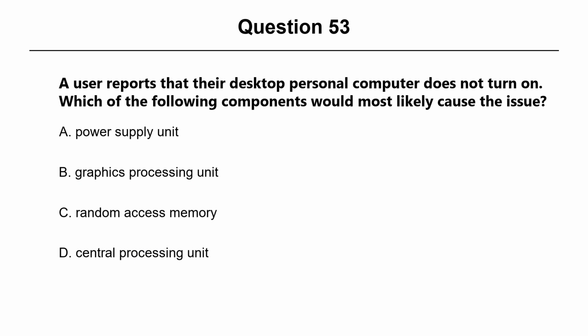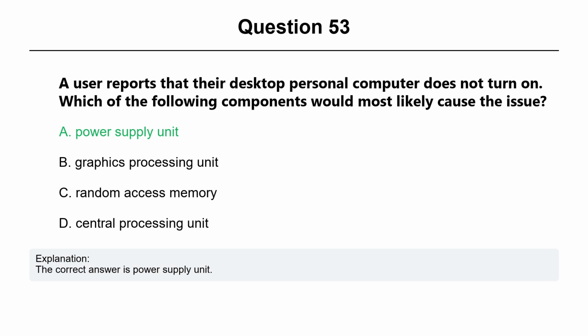Question 53. A user reports that their desktop personal computer does not turn on. Which of the following components would most likely cause the issue? Option A, power supply unit. Option B, graphics processing unit. Option C, random access memory. Option D, central processing unit. The correct answer is option A, power supply unit.